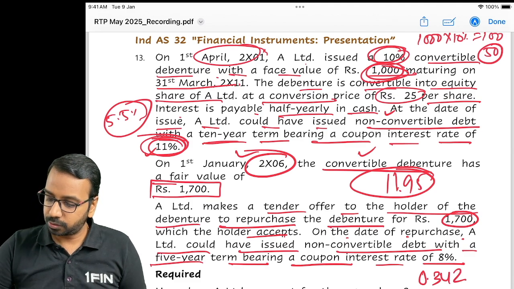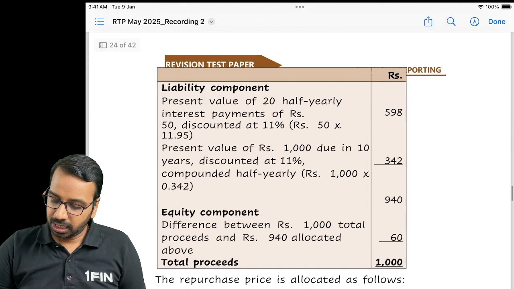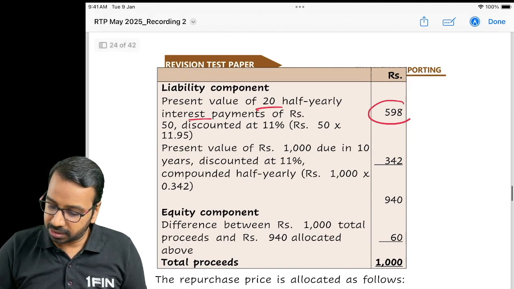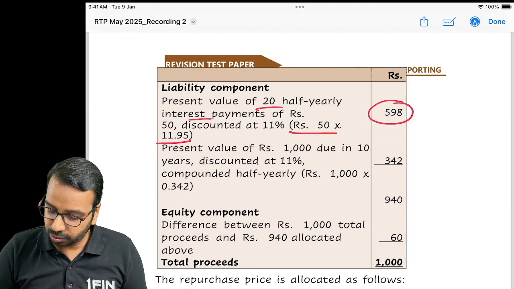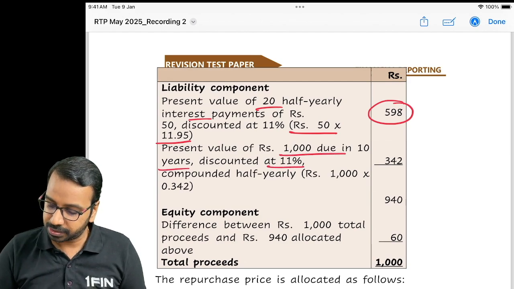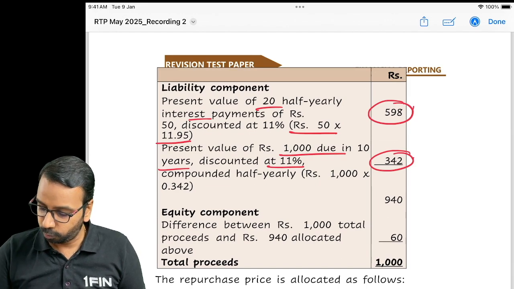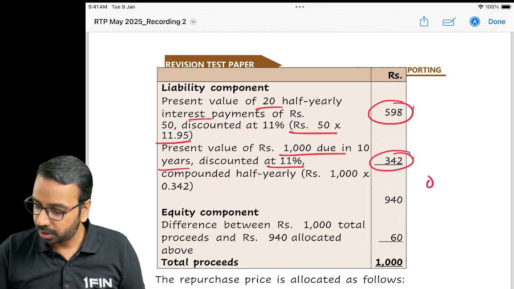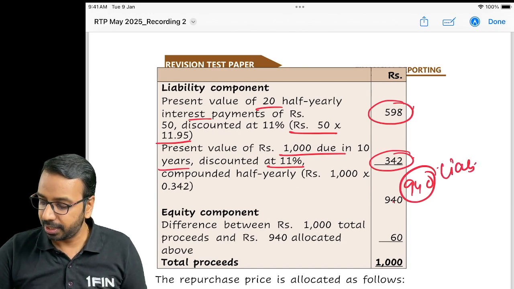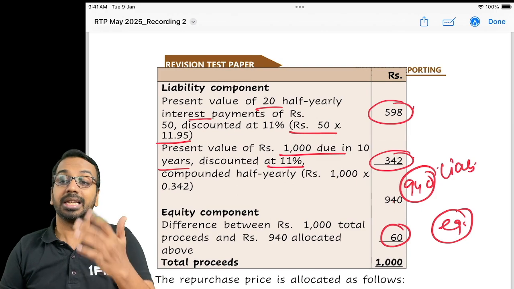Okay, so that gives me the present value. Present value of 20 half yearly payments of rupees 50 into 11.95 is 598. Present value of 1000 due in 10 years discounted at 11% is 342. So 598 plus 342, what do we get? 940. This is the liability component and this is the equity component. 60 is the equity component. This is the initial accounting.